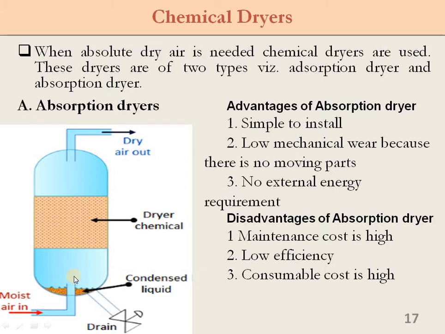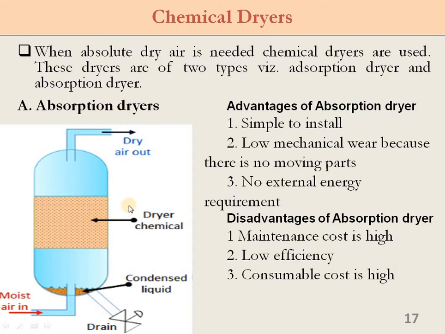it will absorb the moisture from this compressed air and convert it into liquid, and that liquid will be collected at the bottom of this container, and only dry compressed air will go out. So this air you can make use of for some application. This is how these absorption type dryers work.